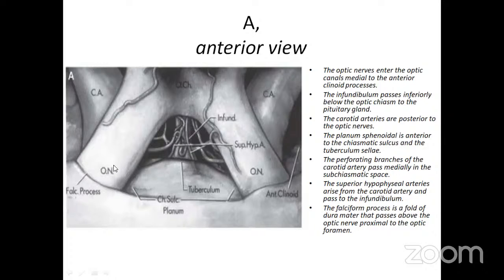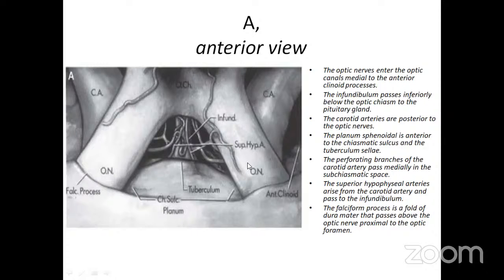The optic nerve, as we know, enters the optic canal medial to the anterior clinoid process. Here also this is marked in this diagram: this is the anterior clinoid process, and the optic nerve enters the optic canal medial to it. Another important thing is the chiasmatic sulcus, and this is the tuberculum, and the planum sphenoidale is anterior to the chiasmatic sulcus and this tuberculum.